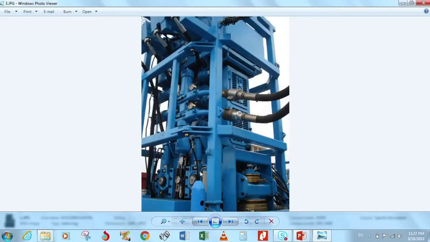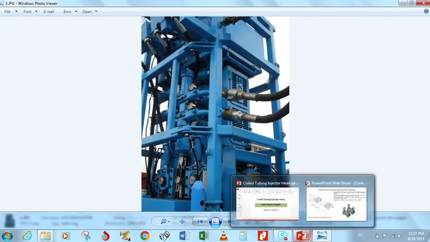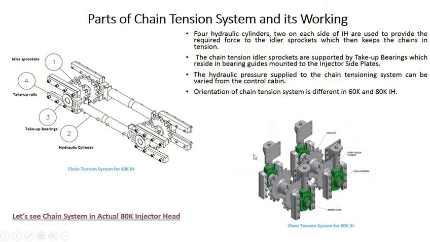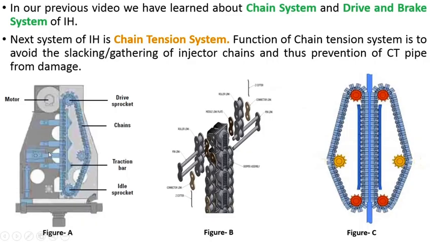It is also another view. We can see these are the two sprockets and these are the two cylinders. It is the 80K injector head. In the 60K injector head, as we already saw in the previous diagrams in this presentation, it is in a horizontal position.